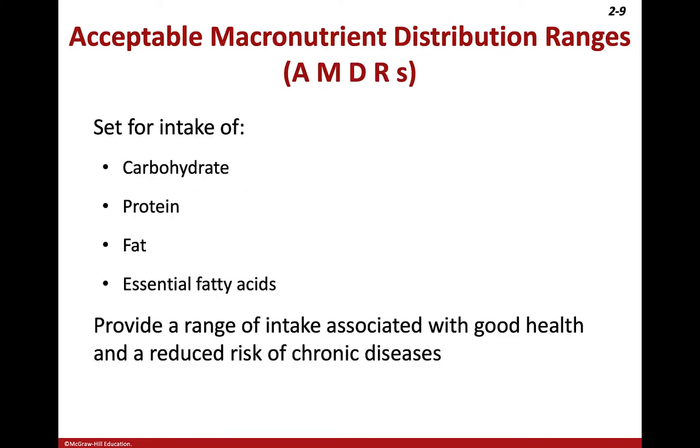Now, it's not often I'm going to ask you to memorize percentages, but I will ask you to memorize AMDRs, and we'll introduce these along the way. These are set for the energy yielding nutrients, so carbohydrate, protein, and fat. There also is an AMDR for essential fatty acids, but I'm really just going to focus on the big 3, so carbohydrate, protein, and fat. And these are ranges. What they do is, it's an intake associated with good health, and also a reduced risk of chronic diseases such as type 2 diabetes, cardiovascular disease, and so on.